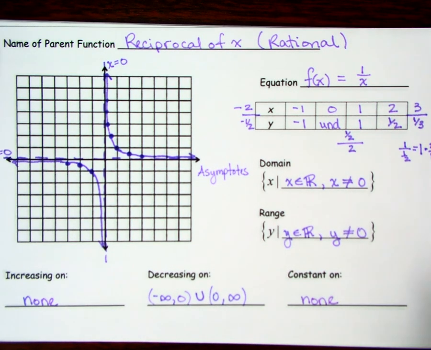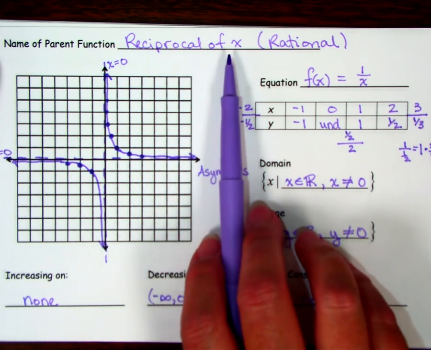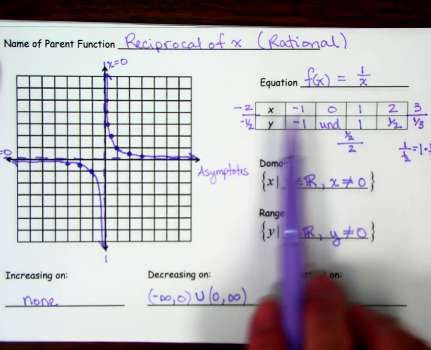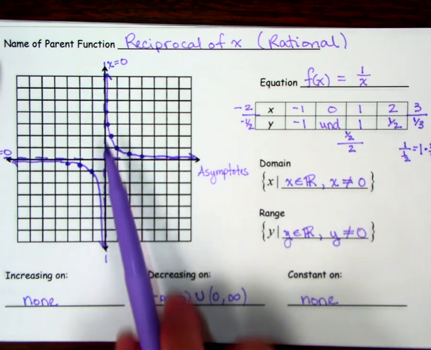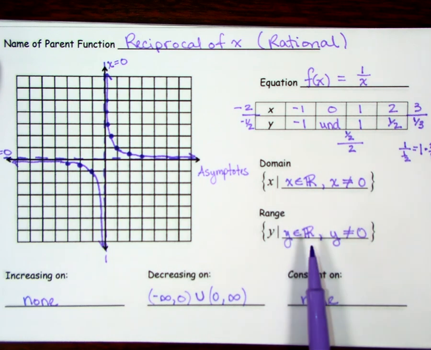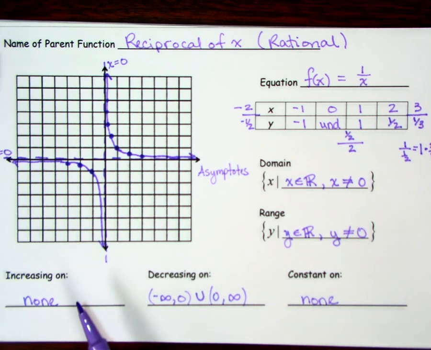What you need to know about this function is the name of the function, reciprocal of x, the equation, f of x is equal to 1 over x, the shape of the graph, along with the two asymptotes, the domain, and the range. And of course, if you know the graph, then you can use it to determine intervals of increasing, decreasing, and constant.